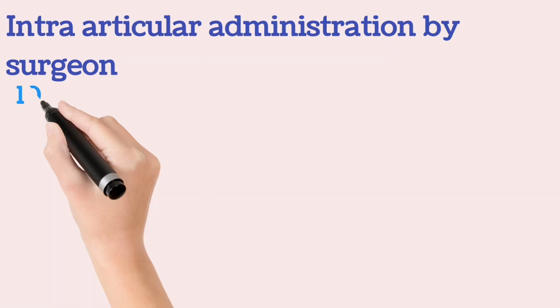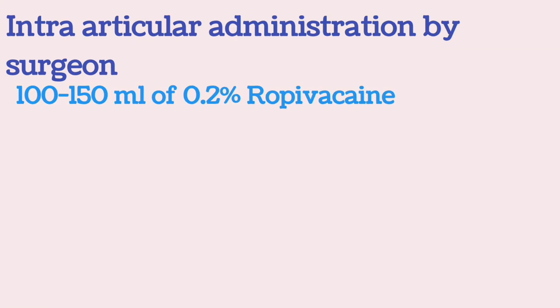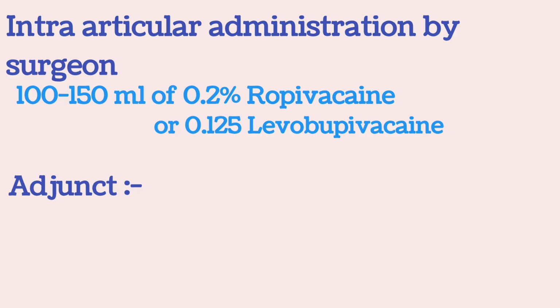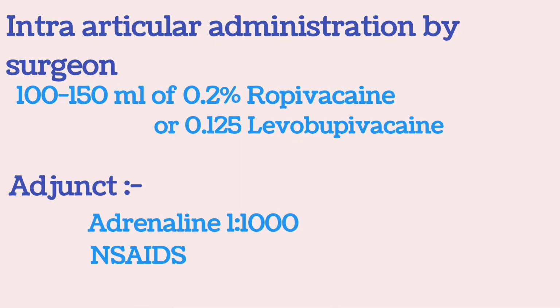For intra-articular administration by the surgeon, 100 ml to 150 ml of 0.2% ropivacaine or 0.125% levobupivacaine can be used. Some adjuncts can also be used, like adrenaline 1:1000 dilution, NSAIDs or opioids, along with these local anesthetics.